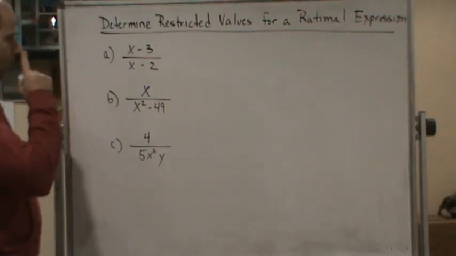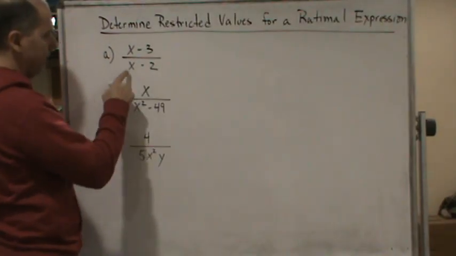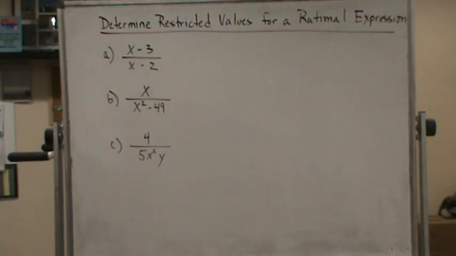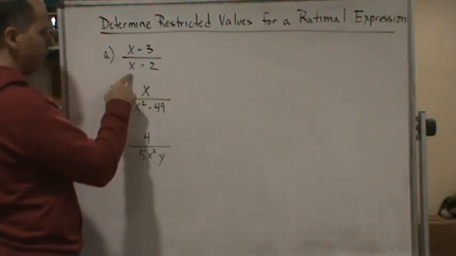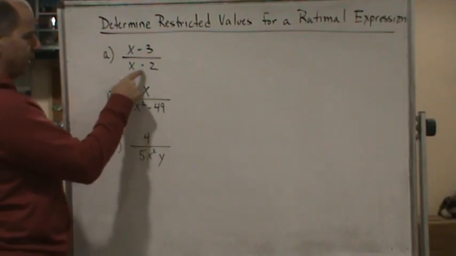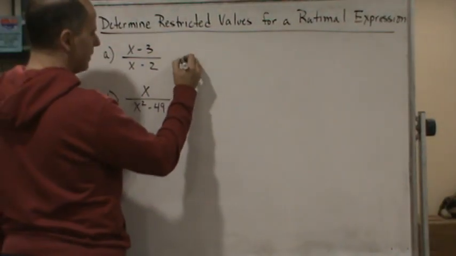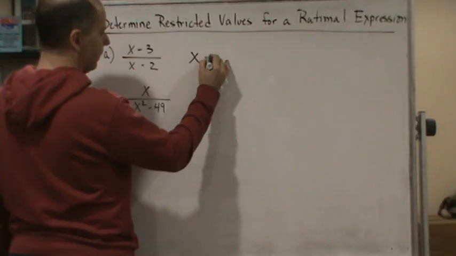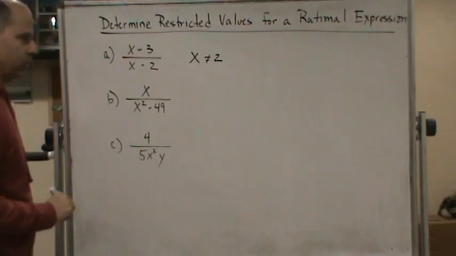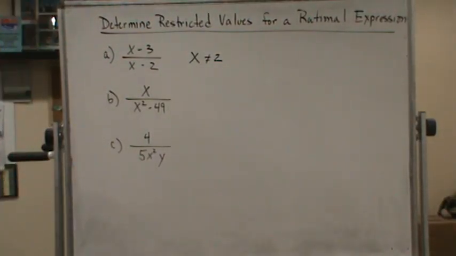Okay, so let's look at these examples here. So A, again, all we're looking for is what values of x will make the denominator 0. And the only value will be 2, because if we stick 2 in here, we get 0. So that means x cannot be equal to 2. It can be equal to anything else except 2. So 2 is a restricted value.